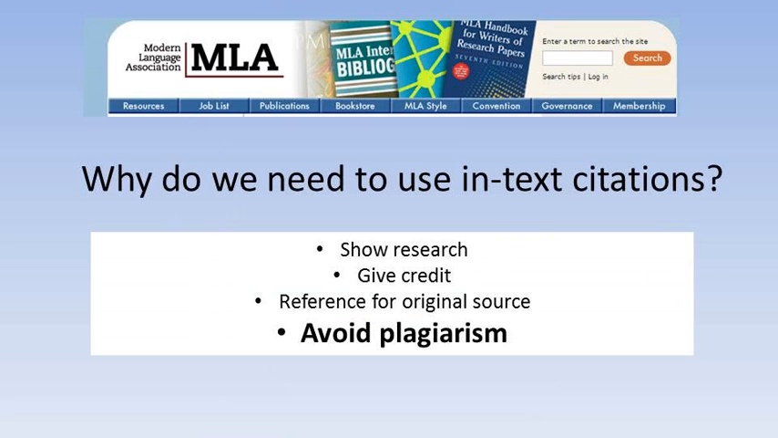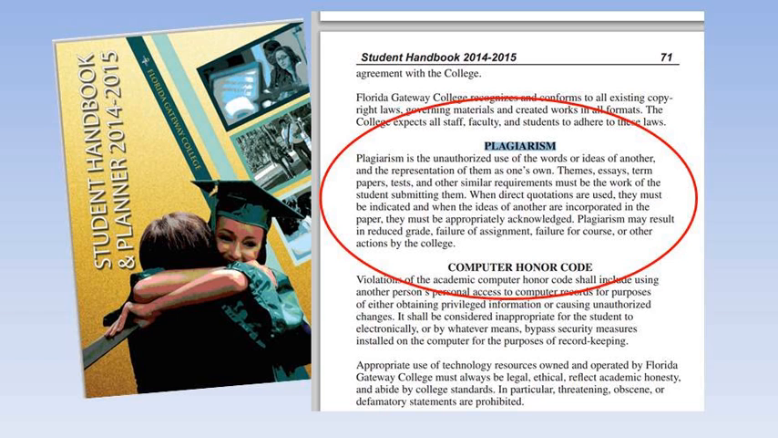Avoiding plagiarism is a very important concept, and you must understand that even unintentional plagiarism can have serious consequences. In the FGC Student Handbook, plagiarism is defined as the unauthorized use of the words or ideas of another and the representation of them as one's own. Today's presentation will help you understand how to use citations to properly give credit for the work of others.